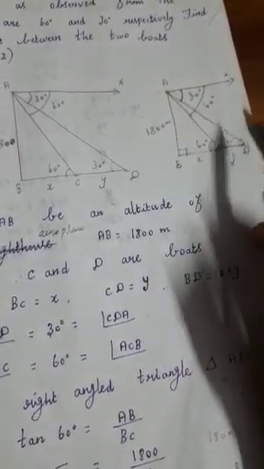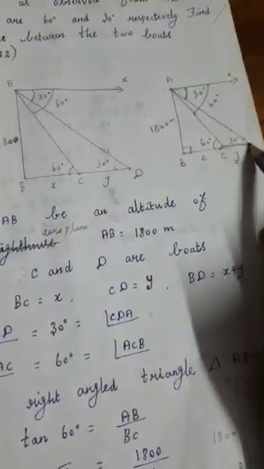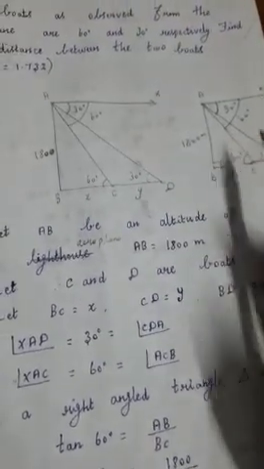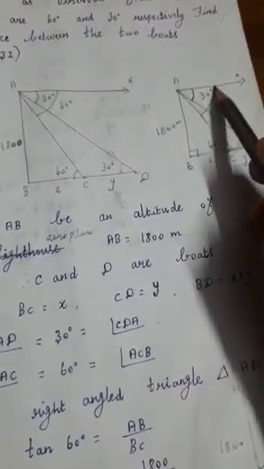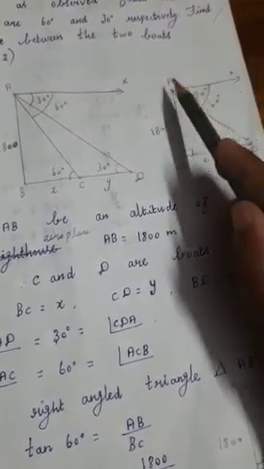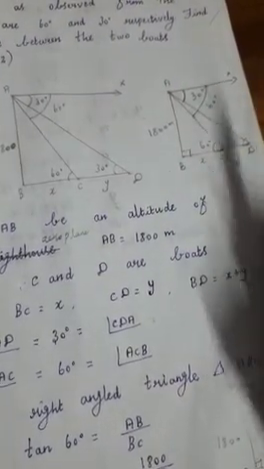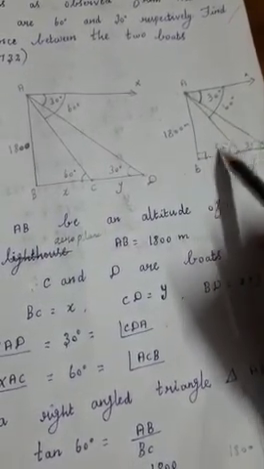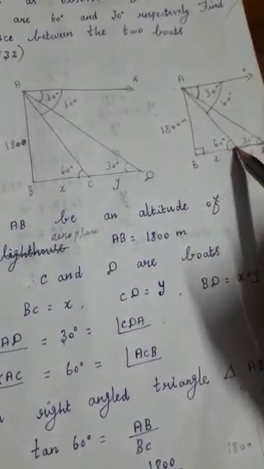Sorry, CDA or ADC, anyway you can write. Okay, so ADC, that is 30 degree. So the next one, 60 degree angle, this one. Okay, so XAC, that is one angle, that is 60 degree. In this here, and this 60 degree, how can we write?